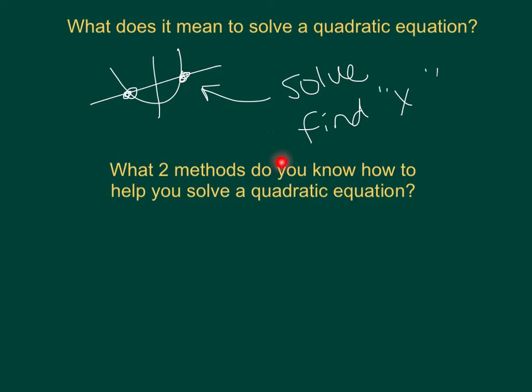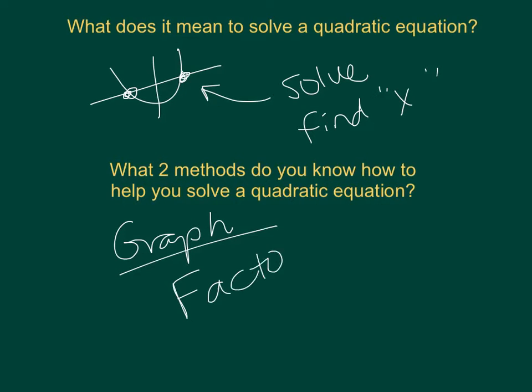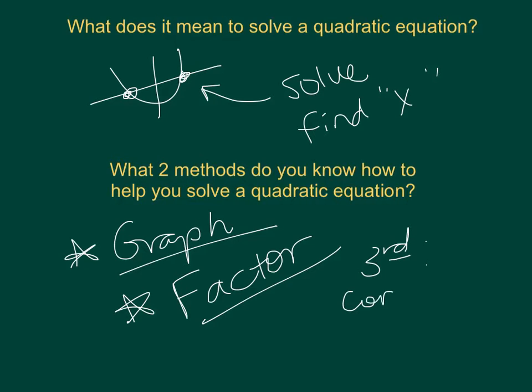Now what two methods do we already know in order to solve a quadratic equation? We've graphed it, right? We graph from the vertex, use the pattern, find the roots that way. Or we've learned to factor it. Factor, then set each term equal to 0 and solve for x. So those are the two ways that we can solve a quadratic. So the third way that we're going to learn today is by completing the square.